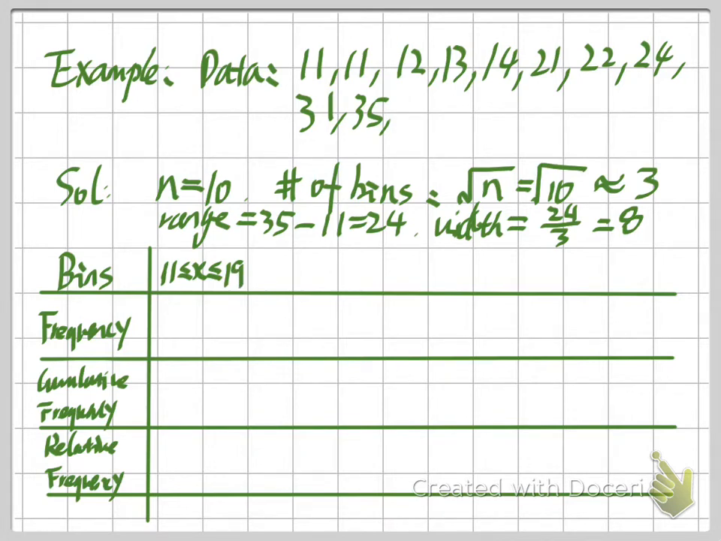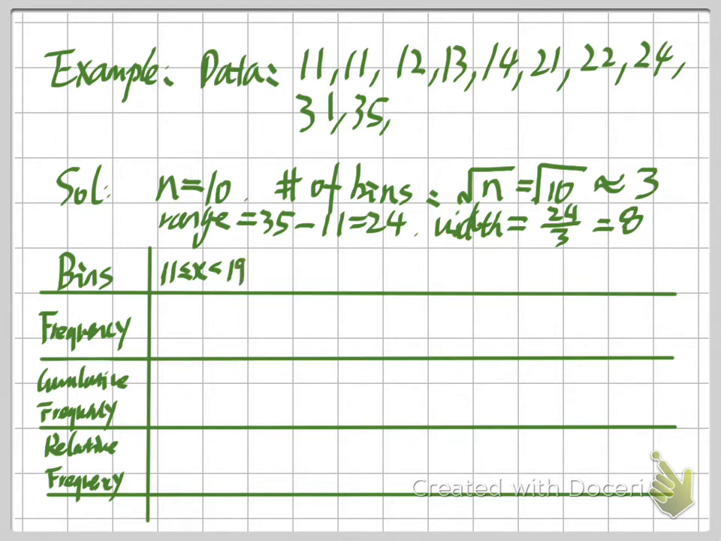About this range, in general, we use a similar convention to our cumulative distribution function. That means the left end is smaller than or equal to, and the right end is strictly smaller.